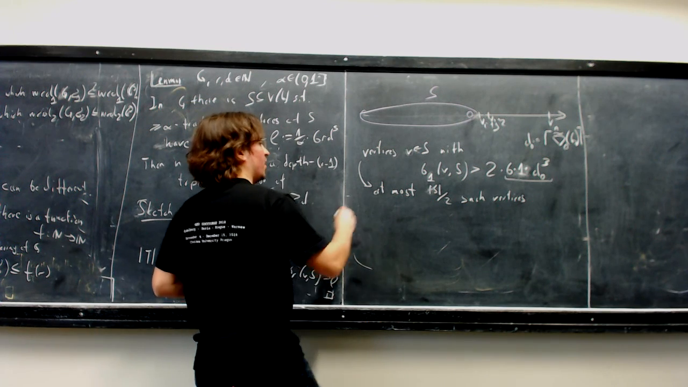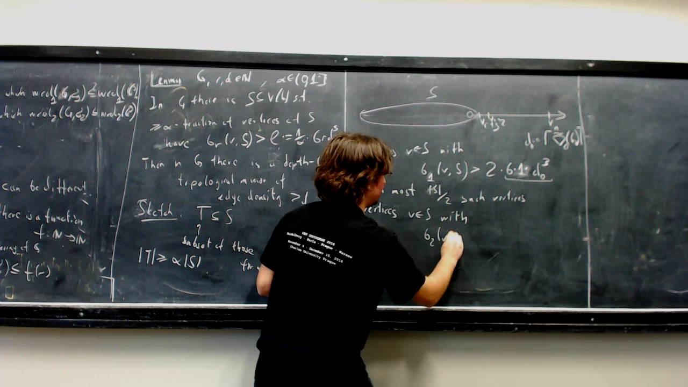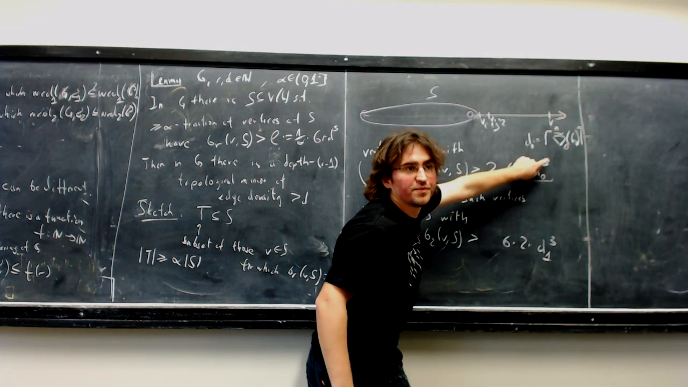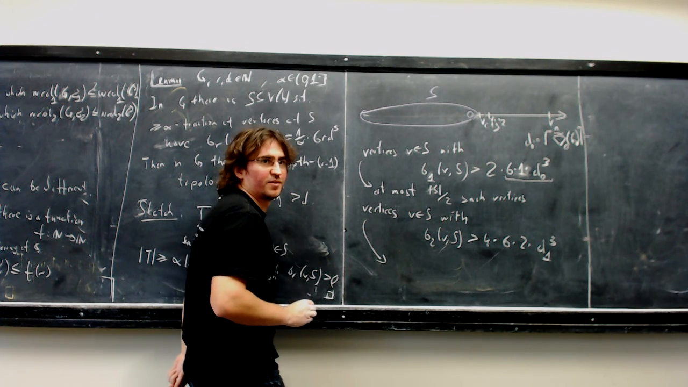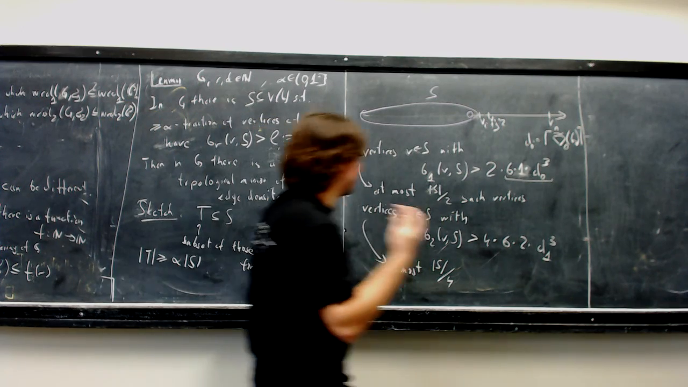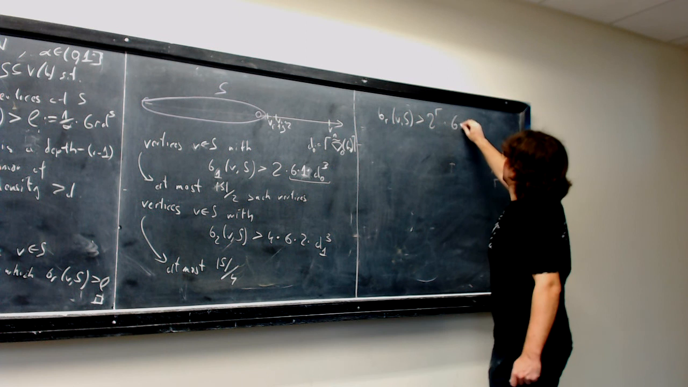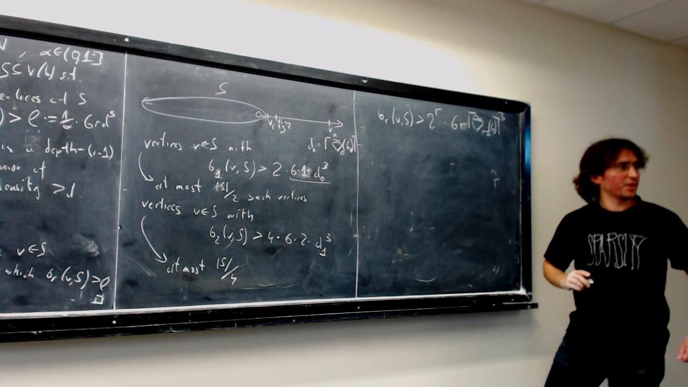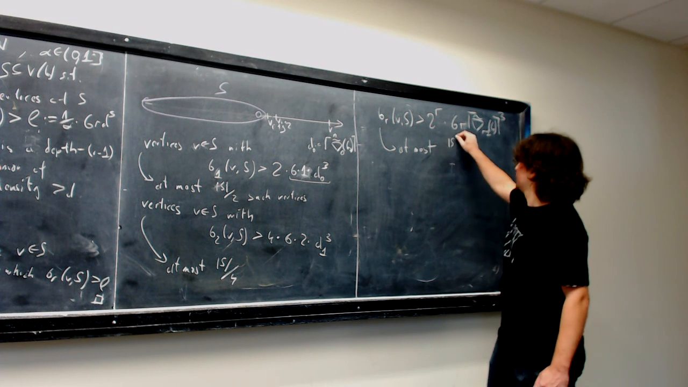Okay, so let's look at distance 2. Let's look at vertices from S with B2 larger than 6 times 2 times D1 cube, but now I will put here 4. How many vertices of this kind do I have? Okay, so let's do it more generally. Let's look at B_r(v, S) under this condition, 2 to the r times 6 times r times this funny number. How many vertices satisfying this condition may I have in my graph? Well, at most S over 2 to the r.